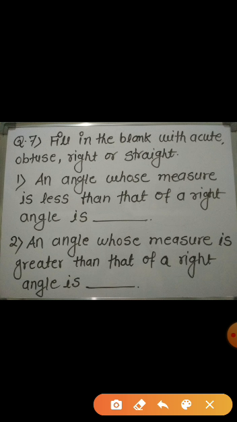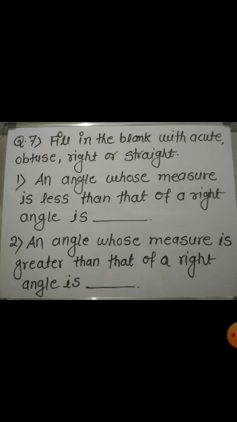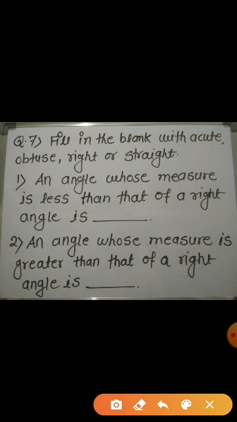Now the question number 7. Fill in the blank with acute, obtuse, right or straight. See the first one. An angle whose measure is less than that of a right angle is called as acute angle. Now the second, an angle whose measure is greater than that of a right angle is called as obtuse angle, because we know that obtuse angle is always greater than right angle but smaller than straight angle.